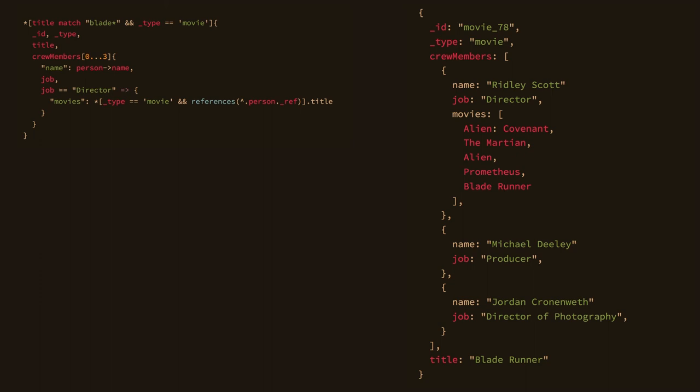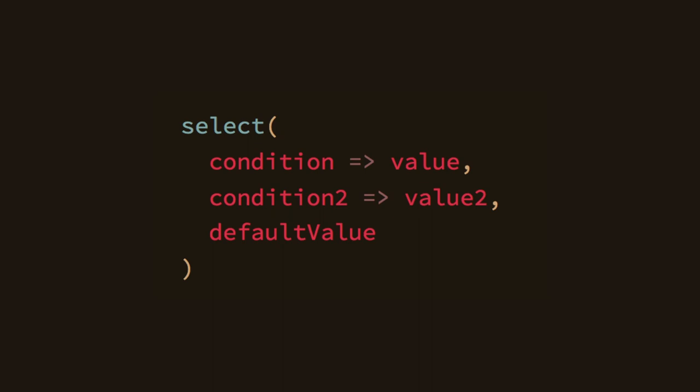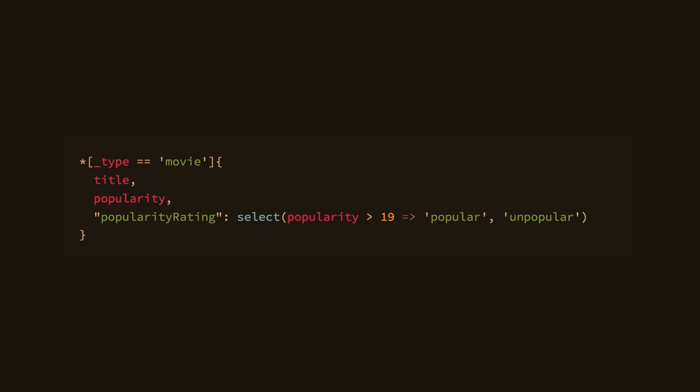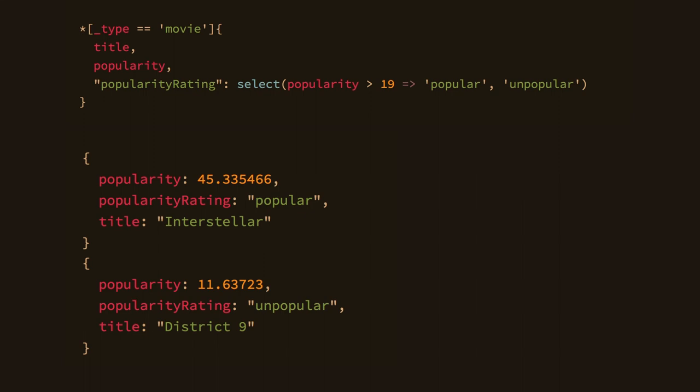The same thing is also available as a function. It will return the first conditional that's true. So here we ask for movies and we say reduce the popularity score to a rating. If it's more popular than 19, it's popular, and if it isn't, it's unpopular. And then we'll get this out. We'll get a popularity rating for each element. It's like an if-else sentence for GROQ.